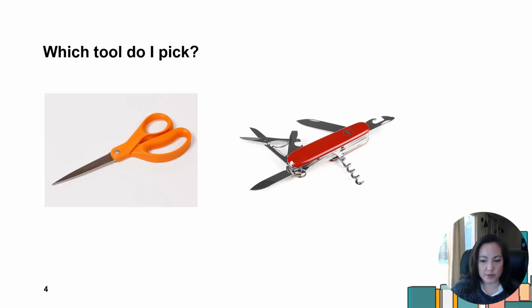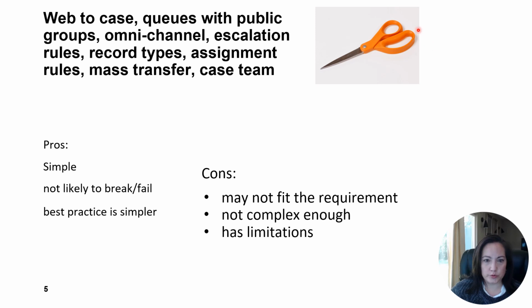Now I want to speak a little bit about flows in Salesforce in general. During this project, we as a team had to decide what best solution we could choose for common business problems. We could choose either the simple built-in native features to Salesforce, or we could choose a flow, best described here by this picture of a multifunction tool. The simple tool, the scissors, is often the correct choice. This can include features such as web to case or queues with public groups, omni-channel, escalation rules, and so on, features that are native to Salesforce built in.